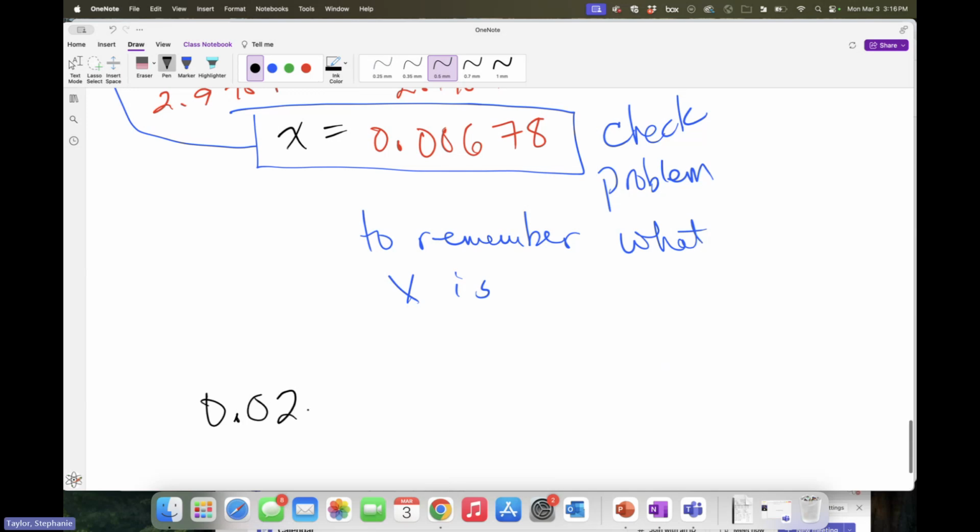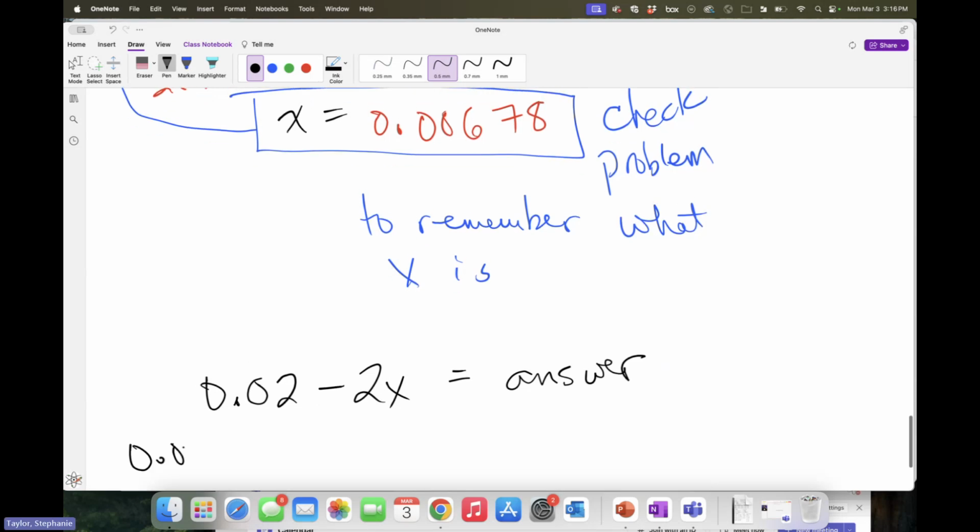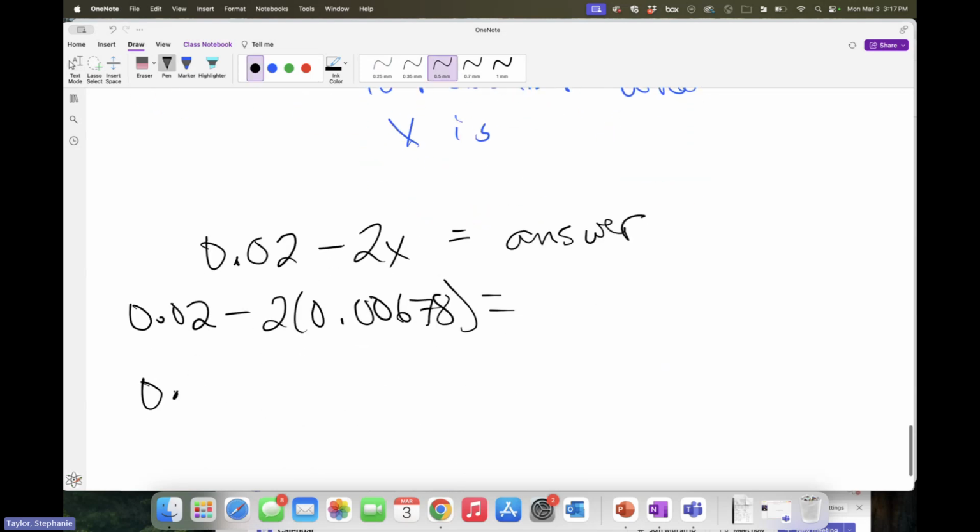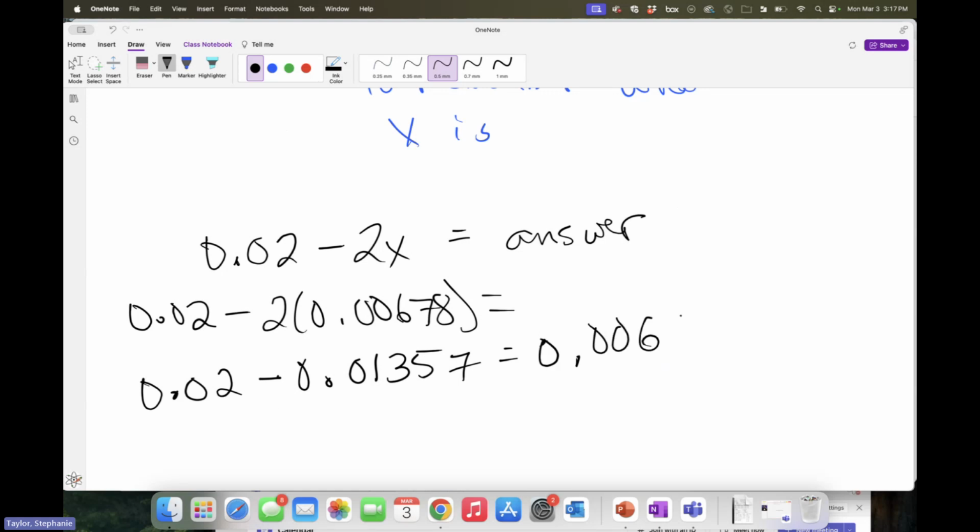So since 0.02 minus 2x is our answer, now I can plug that in. 0.02 minus 2 times 0.00678. So this is all part of that problem solving. 0.02 minus 0.01357, I get something like 0.0064 molar.